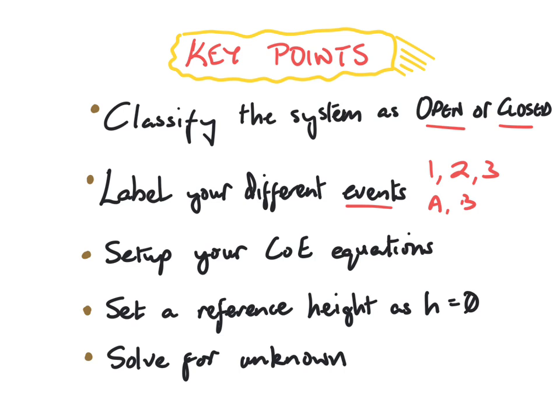You need to set up your COE equations, so ME1 is equal to ME2. Sometimes you will also see this written as ME equals ME prime, or before and after. You need to set a reference height as h equals 0, you decide that. And you need to solve for your unknown value, whether that value is work or vb or whatever the case may be. Okay, so that's just how to solve a conservation of energy example for a closed system and an open system.